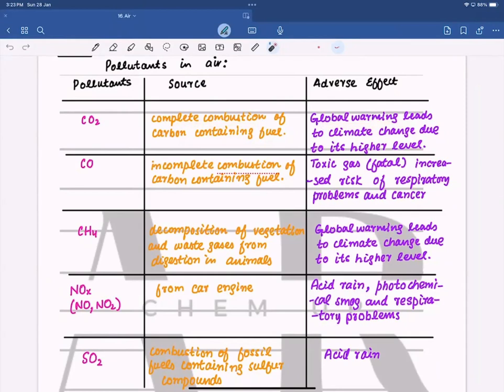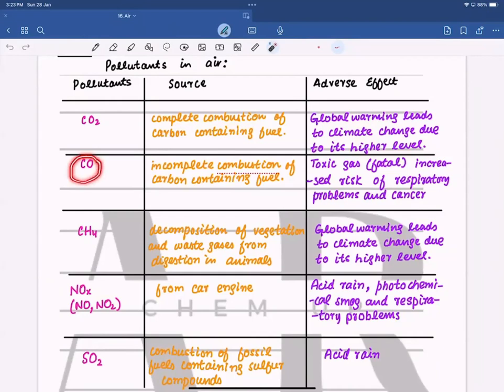Then what will happen? It leads to global warming. It causes climatic changes. Due to the higher level of carbon dioxide, the Earth's temperature is getting warmer and warmer. The glaciers start melting, and as a result, the sea level starts rising.